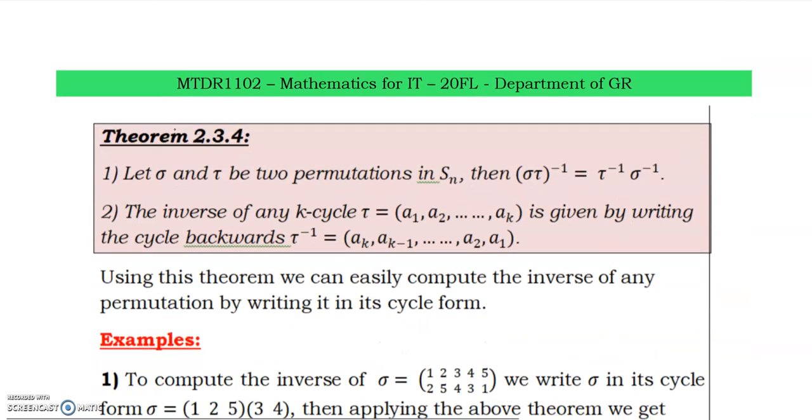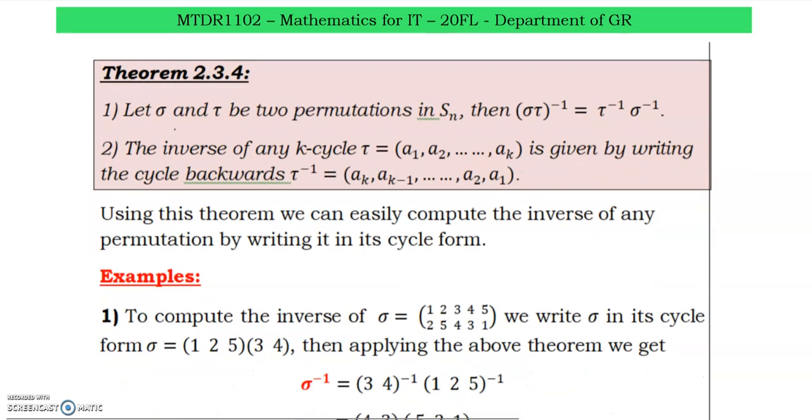Now here we see, suppose the cycle form is given, how to find the inverse of the given permutation. Now sigma and tau be 2 permutations in Sn, then (sigma tau) inverse is equal to tau inverse sigma inverse. This is the property. Now the inverse of any k-cycle: suppose the permutation is given in the cycle form, then how to find the inverse of the cycle? Just rewrite the elements backwards. See, write from ak, then ak minus 1, right to left, to find the inverse of this.